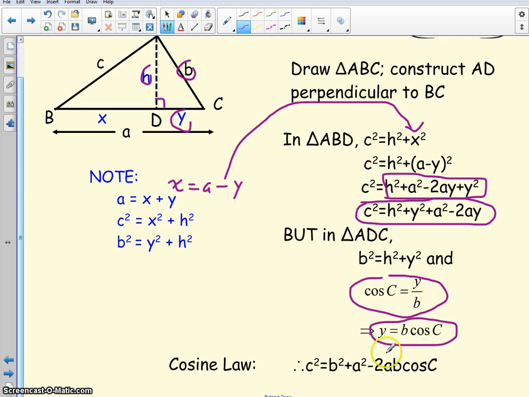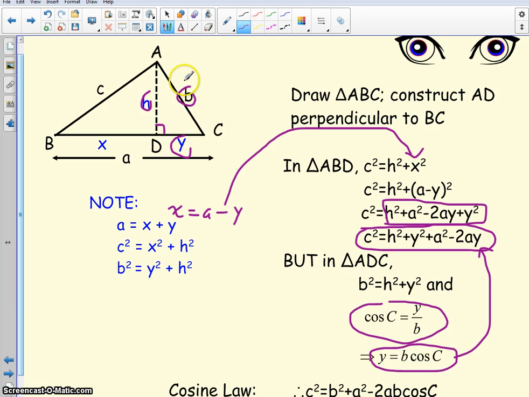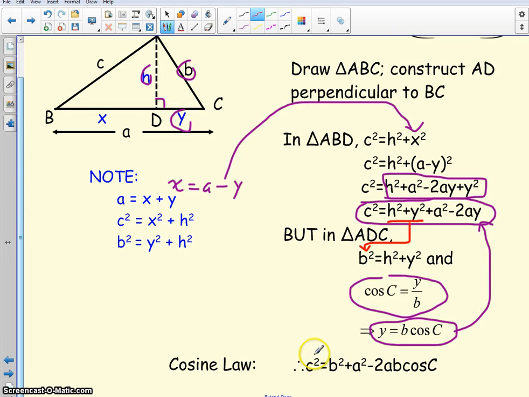Okay, so where this all comes together now, and hopefully you're still with me at this point. I realize I may have lost some of you along the way. But I'm going to replace the y in this equation with b cos C. And I'm going to use the fact that, this again being a right triangle, b squared is equal to h squared plus y squared. So in this ugly expression up here where I see h squared plus y squared, I'm just going to replace it with b squared. So doing all that, I get this equation right here.